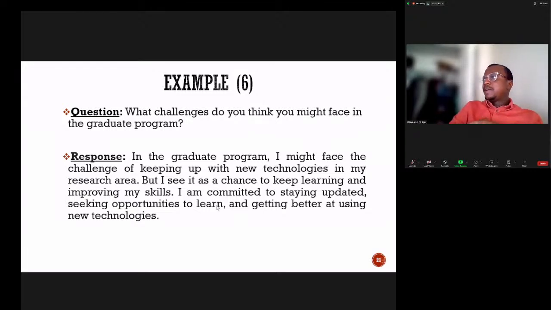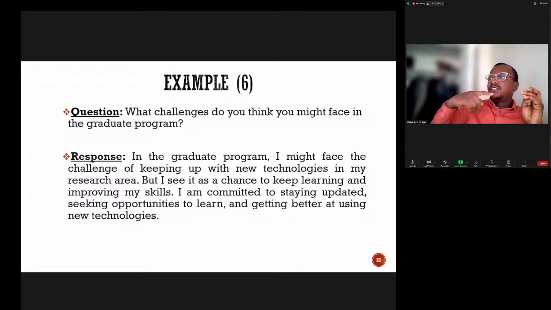All right, in the program, I might face the challenge of keeping up with new technologies in my research area, but I see it as a chance to keep learning and improving my skills. I'm committed to staying updated, seeking opportunities to learn and getting better at using. So this is very good. But the only thing here is that the person said, I'm committed to staying updated, seeking opportunities to learn. The answers are not specific.